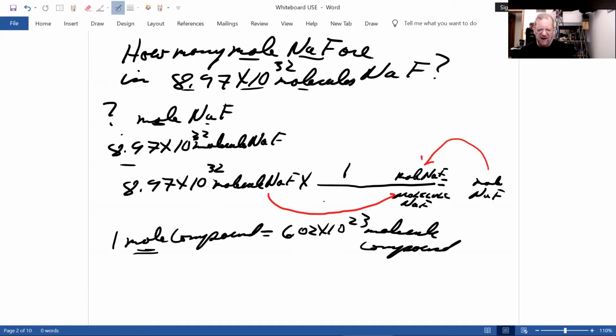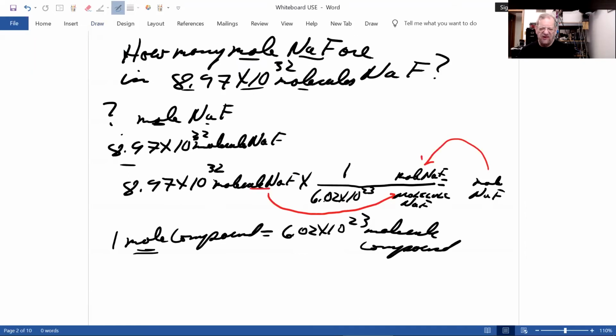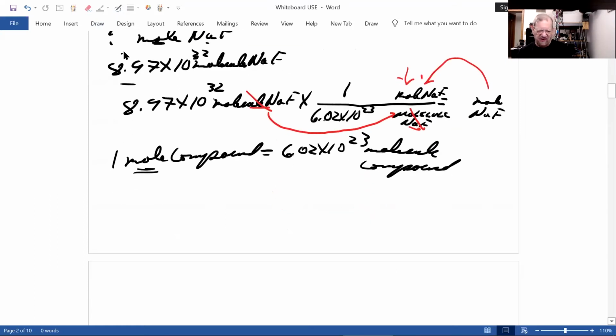What do I put on the bottom? Avogadro's number, 6.02 times 10 to the 23rd. Now, before I pick up my calculator, I'm going to look at my units. Notice I have molecules sodium fluoride divided by molecules. That cancels out. I'm left with the right units, so I can pick up my calculator. Now, before I do this, let me show you how unit analysis is your good friend. What if I set this up backwards or upside down?